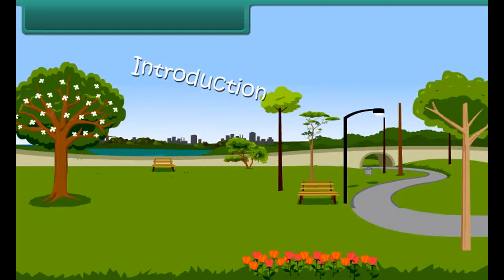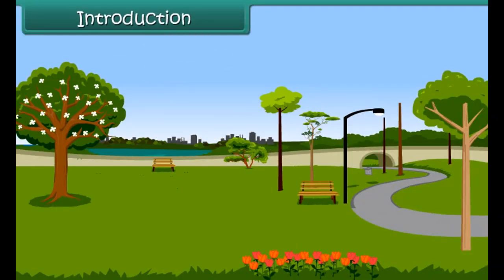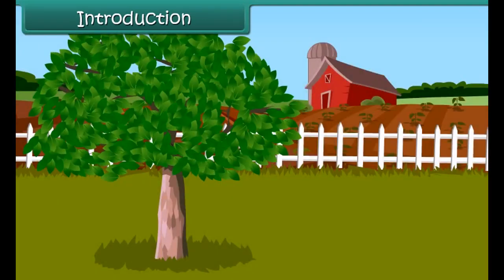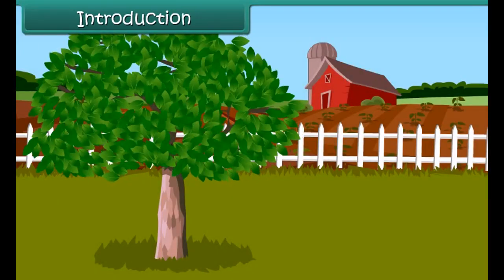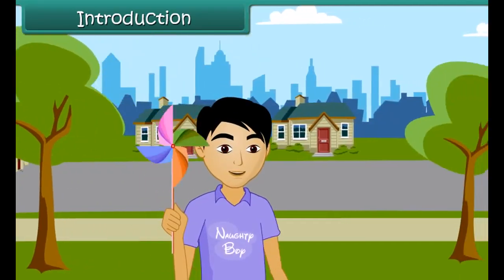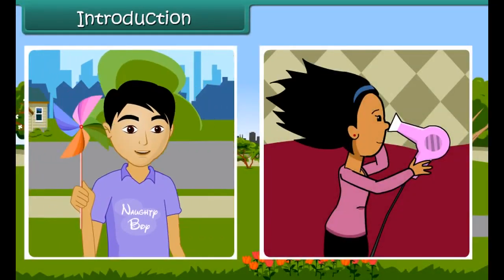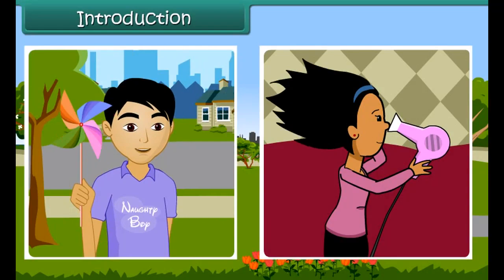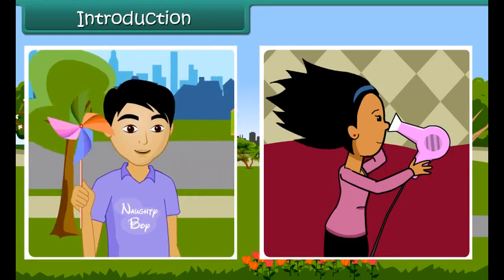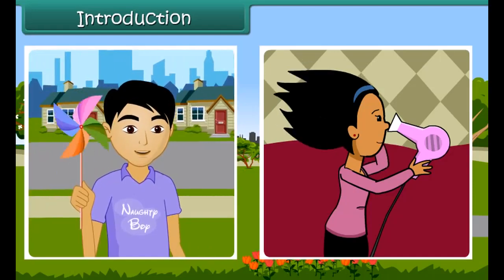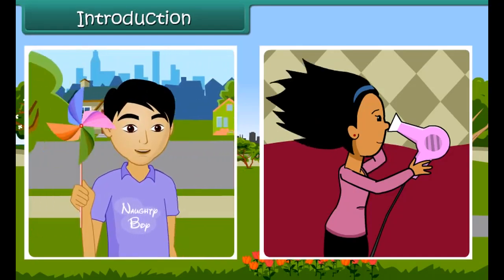Introduction. Dear friends, do you have any idea as to how a kite flies? How do the leaves of a tree move? Or have you ever played with a paper windmill? How does this happen? Friends, this happens due to the movement of air. Air is present everywhere around us, and we can feel it.